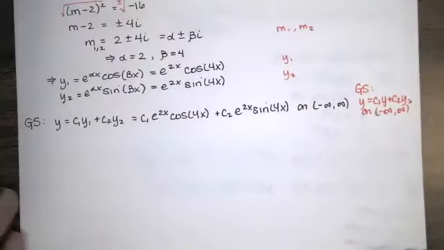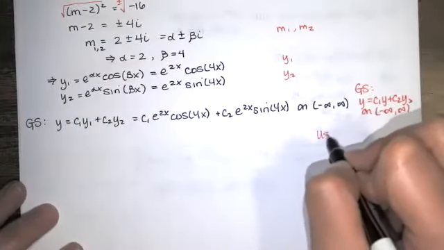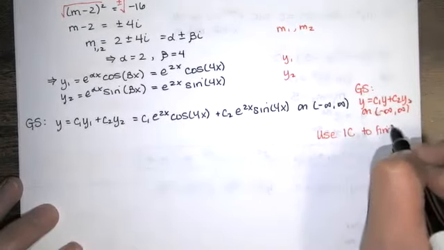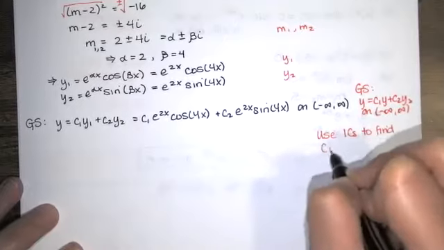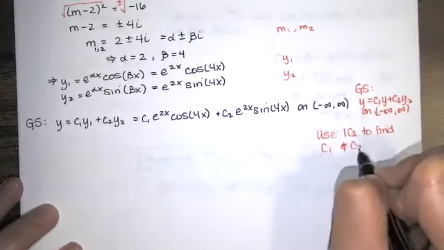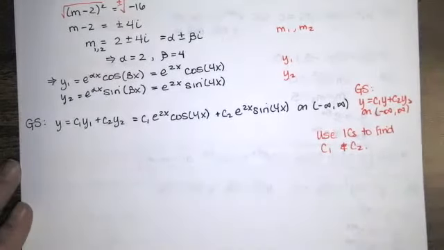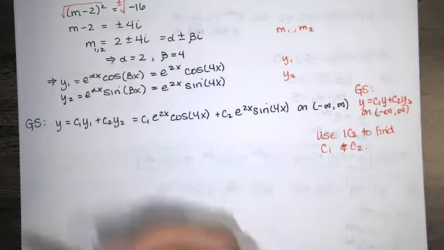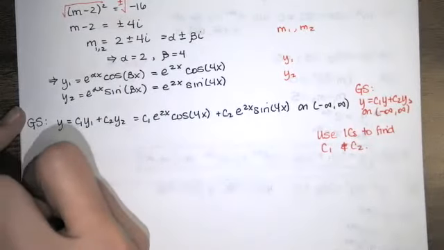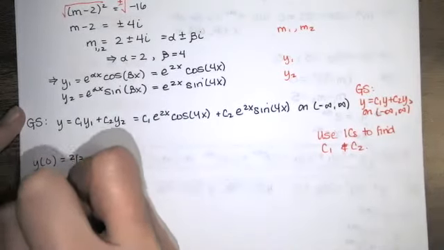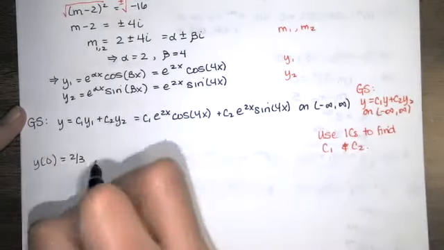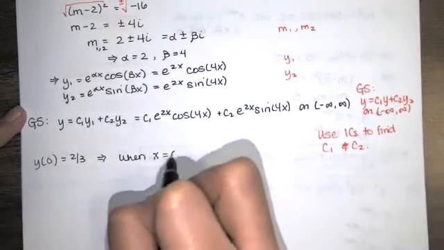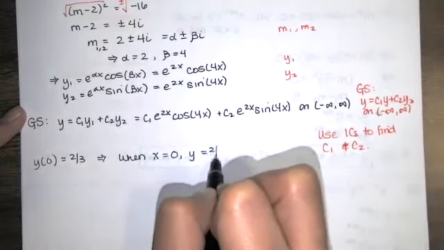So let's find those. We're going to use the ICs to find c sub 1 and c sub 2. And the first initial condition was y of 0 equals 2/3. And remember what that means. That says that when x is equal to 0, y is equal to 2/3.